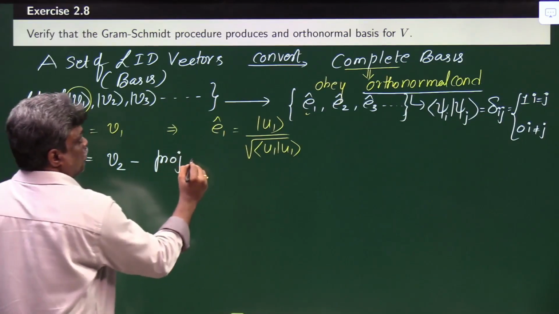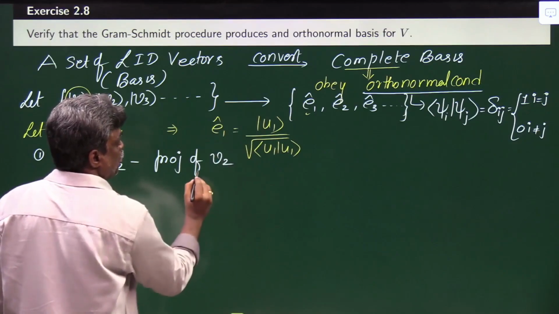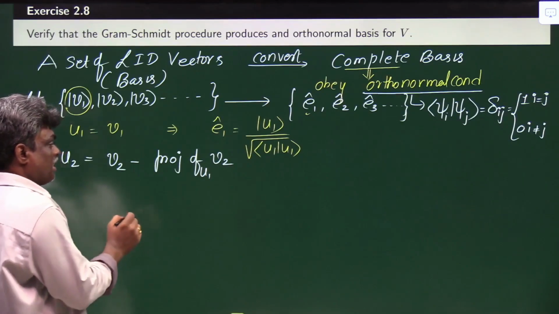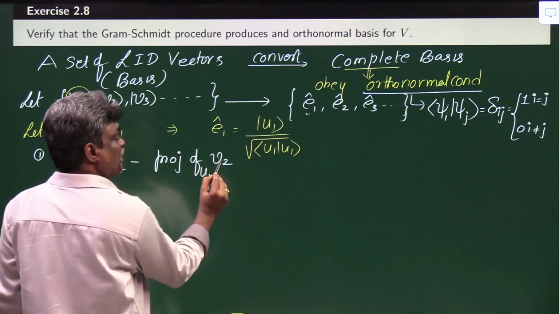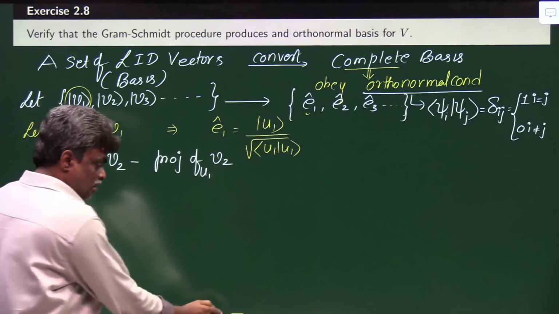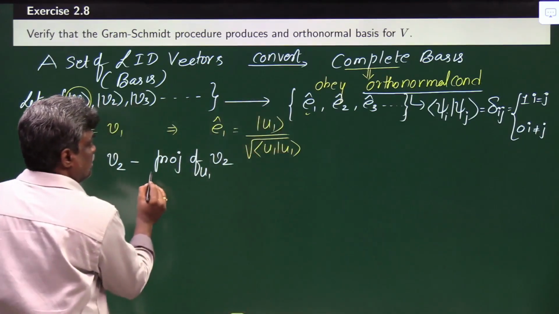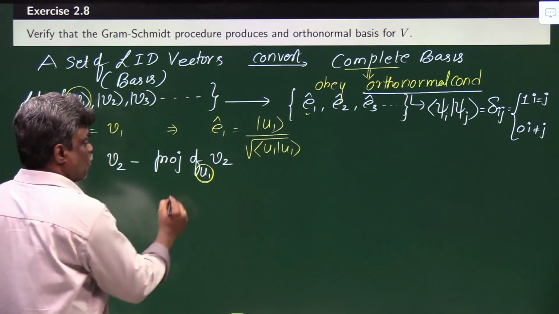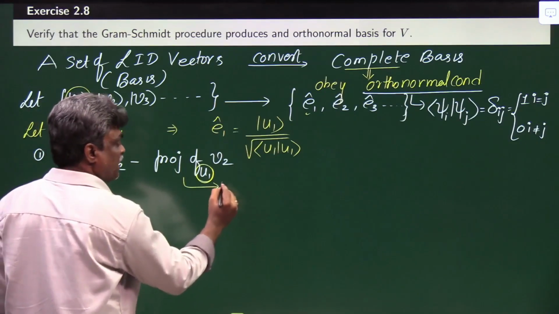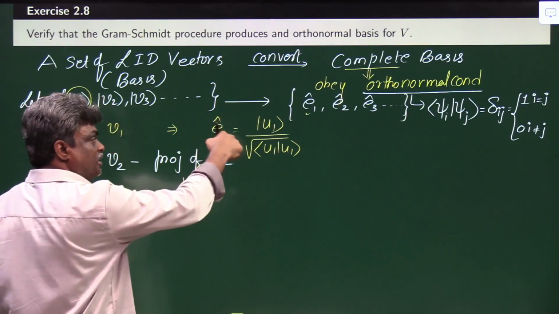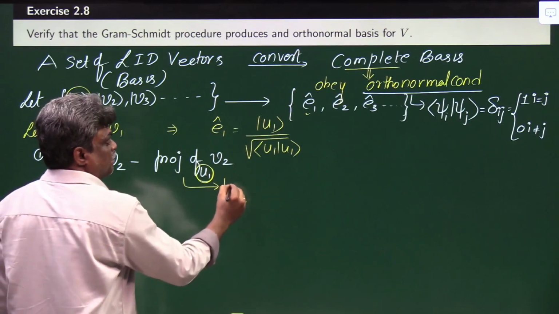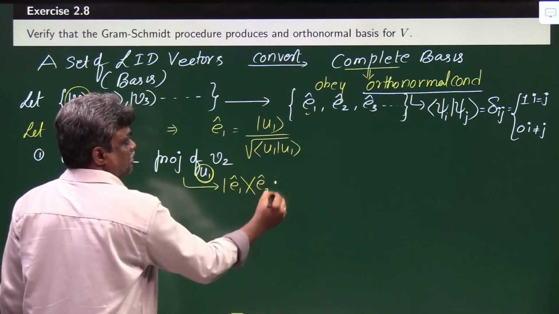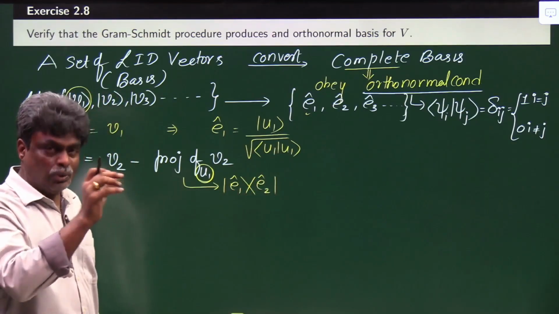projection of V2 over U1. What is the meaning of this? So we have to find the projection of V2 over U1. For this, we have to take the projection operator corresponding to U1. What is the projection operator corresponding to U1? Already you got this unit vector. So just take the projection operator, E1 cap, E2 cap. This is the projection operator corresponding to U1.